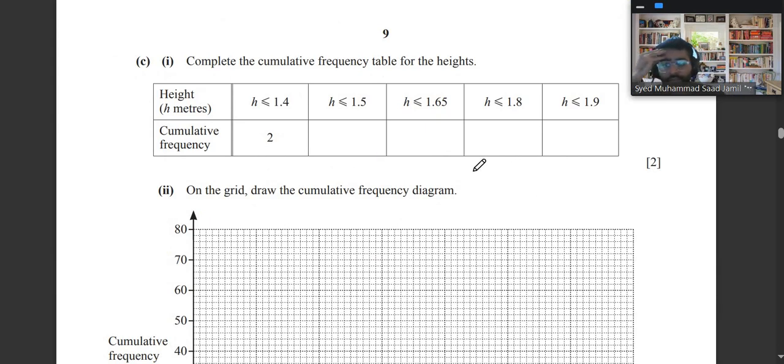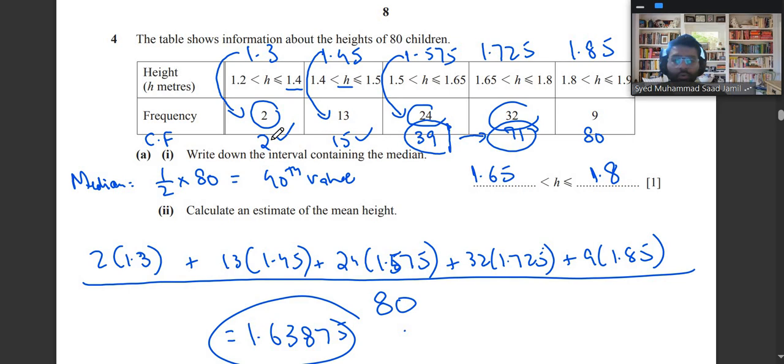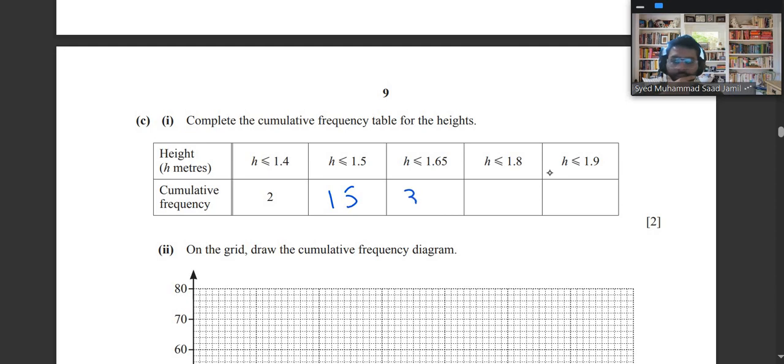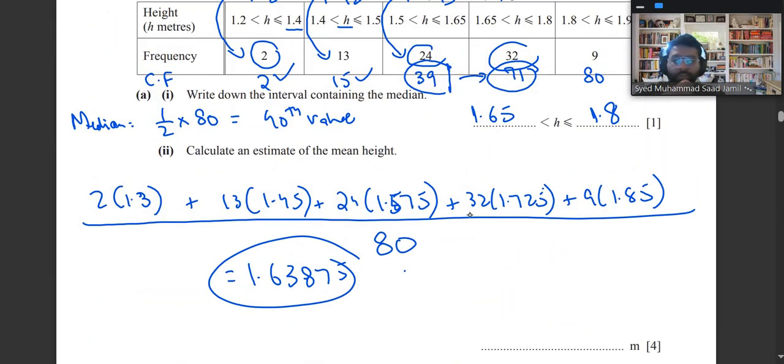Complete the cumulative frequency table for the heights. Okay, cumulative frequency now. So look, in the previous question, I had already calculated the cumulative frequency for you guys if you look over here. So that's what we have to do right now. Just copy it down. This is 15, this is 39, this is 71, this is 80. If you guys are still confused how I got this, it's very simple. I just added these frequencies. So the first one was 2, the second one was 13 plus 2, which is 15. The third one was 24 plus 15, which is 39. The fourth one was 32 plus 39, which is 71. And the last one was 71 plus 9, which is 80.